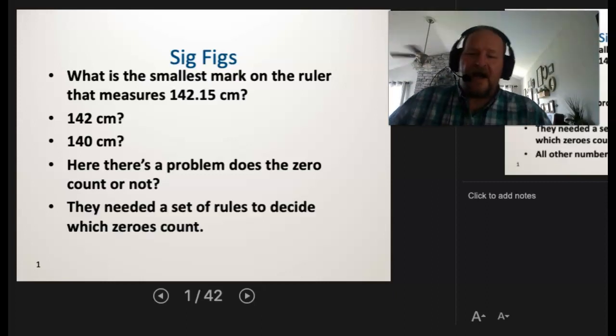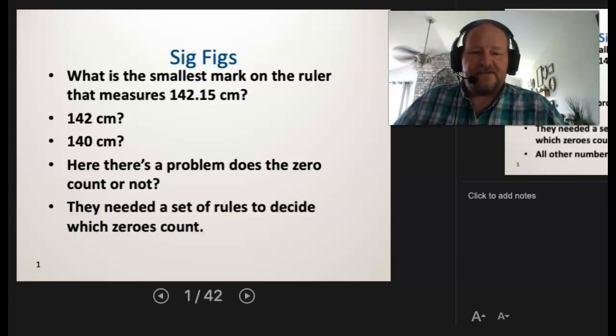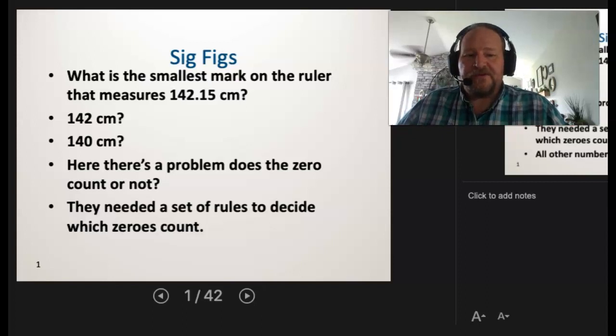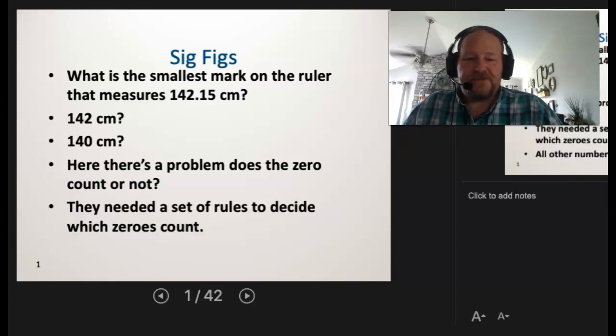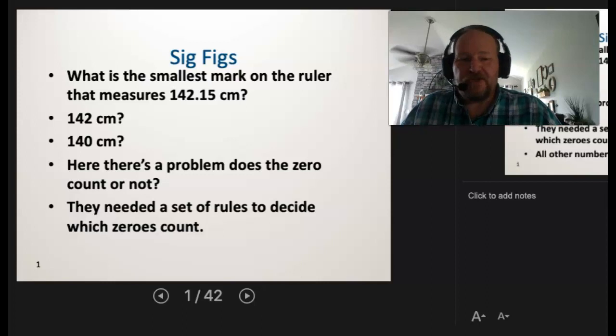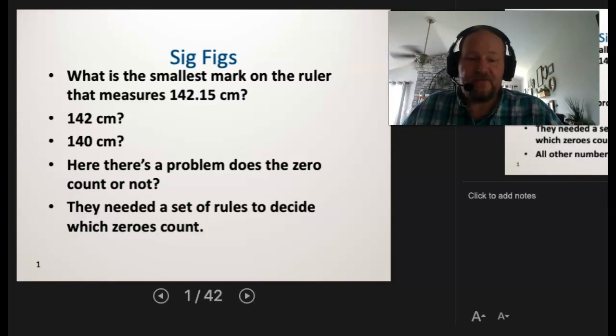So, how do we figure out if that zero is significant or not? Well, we've come up with a whole set of rules. Now, on your tests and quizzes and any other assessment that I'll give you, I never ask you for these rules. I'm going to give you numbers and measurements, and I'm going to expect you to apply the rules. Hopefully you understand that.